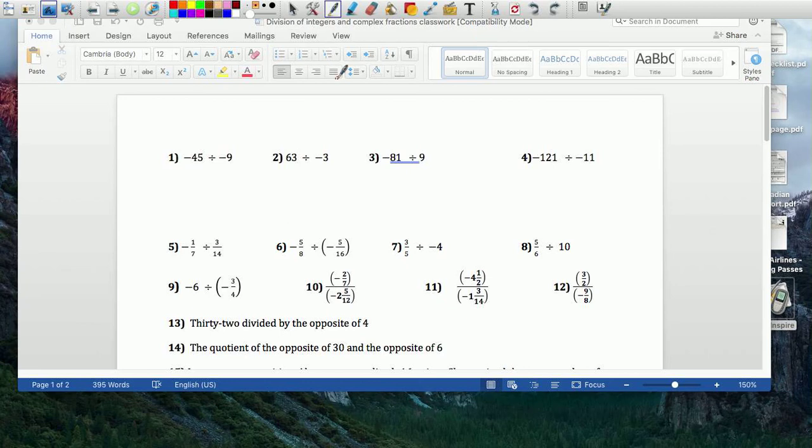Still division. The numbers are not going to change. What you have to worry about is your signs. A negative divided by a negative is positive. 45 divided by 9 is 5. Positive divided by a negative is negative. And 63 divided by 3 is 21, so it's going to be negative 21. 81 divided by 9, let's do the numbers here, is 9. But it's a negative divided by a positive, so I get negative 9. Negative divided by negative is a positive. You don't need to write the plus sign, I'm just writing it. And 121 divided by 11 is just 11.